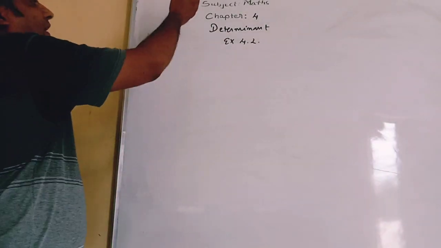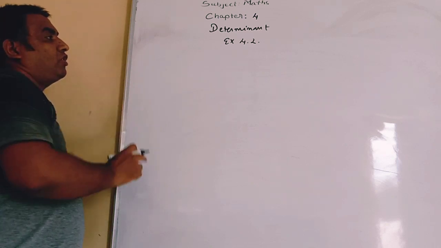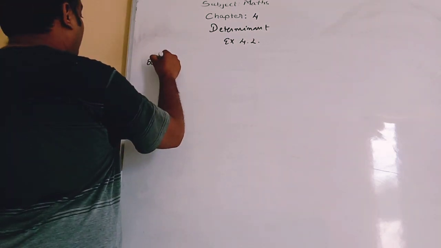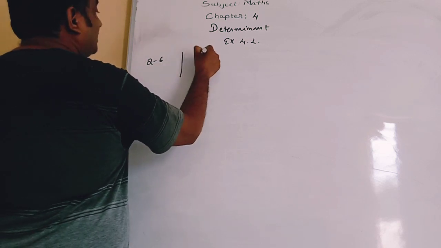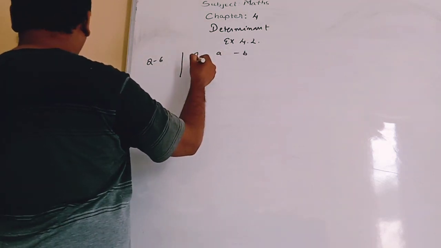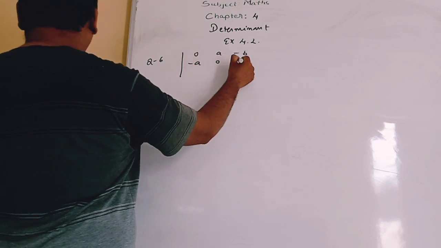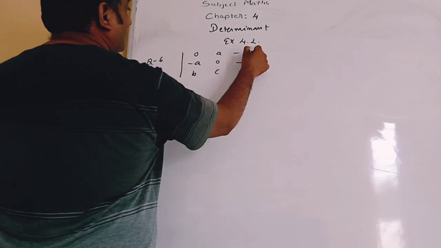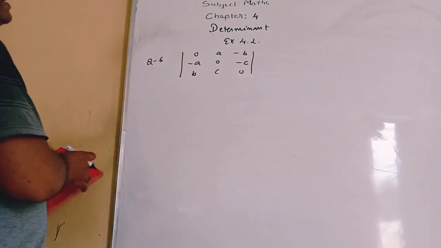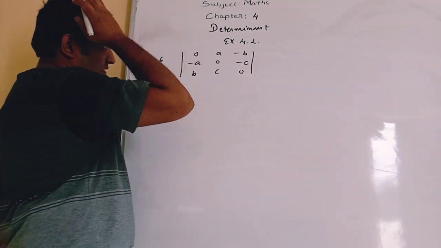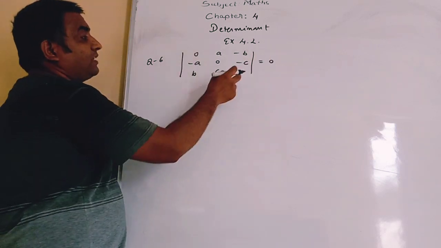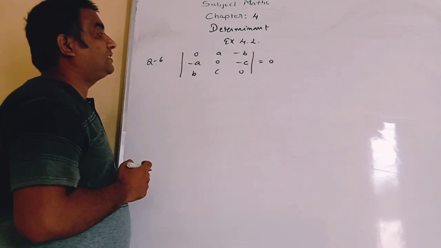Hello friends, in Maths chapter 4 determinant exercise 4.2 we will study the solution of questions 6 to 10. So question 6: show that the determinant with rows 0, a, minus b; minus a, 0, minus c; and b, c, 0 is equal to 0. We directly expand it to show this. The three diagonal entries are 0.